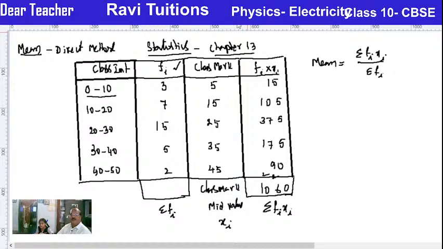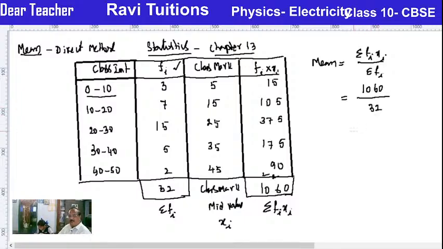So then put the values. Sigma fi: 10, 10 plus 15, 25, 25 plus 5, 30. This is 32. So sigma fi is 32. So then what will be the answer here? 1060 by 32.